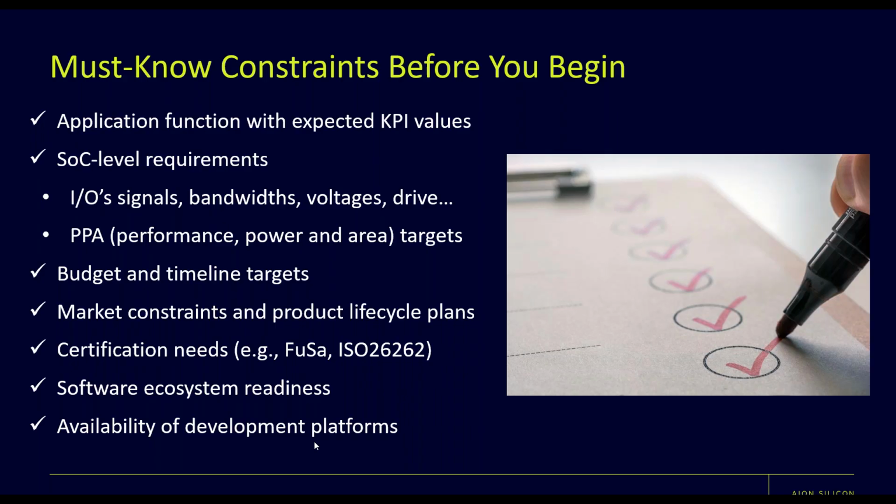And then software ecosystem. Ultimately, we're developing a platform that's going to execute software. We really need to understand the state of play with the software that we're going to utilize here. And then the final point here is basically ensuring we have all the development platforms that we need. And we need those from our ecosystem partners, from EDA vendors, but also our IP providers, so that we can actually model and evaluate our design.